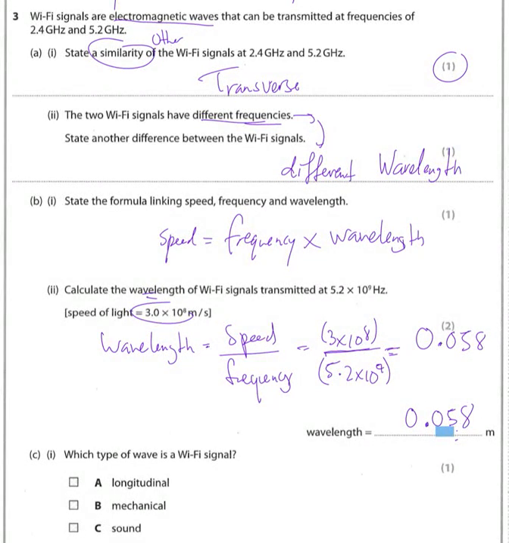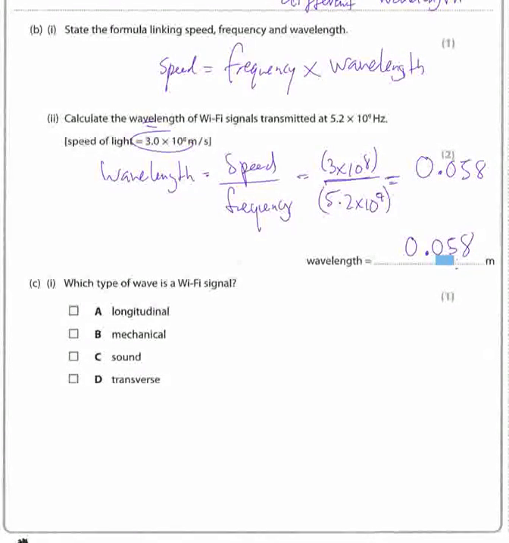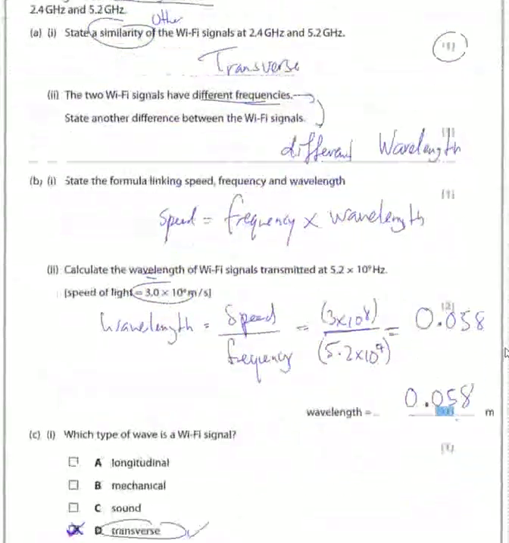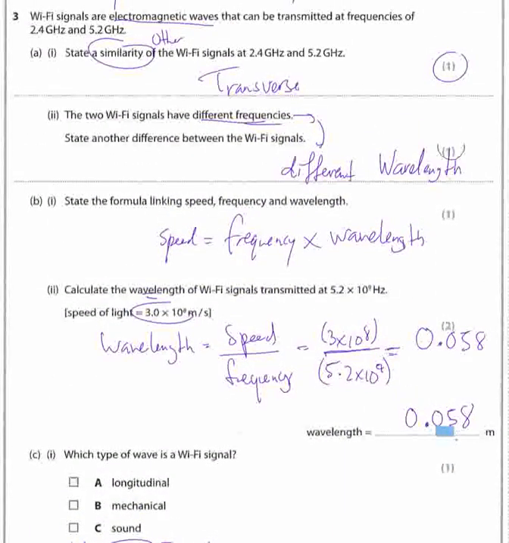There we go. And finally, we'll just talk about this. So this here is transverse. Okay, so you look how easily you can get marks here. So 1, 2, 3, 4, 5, 6. 6 marks easily here.